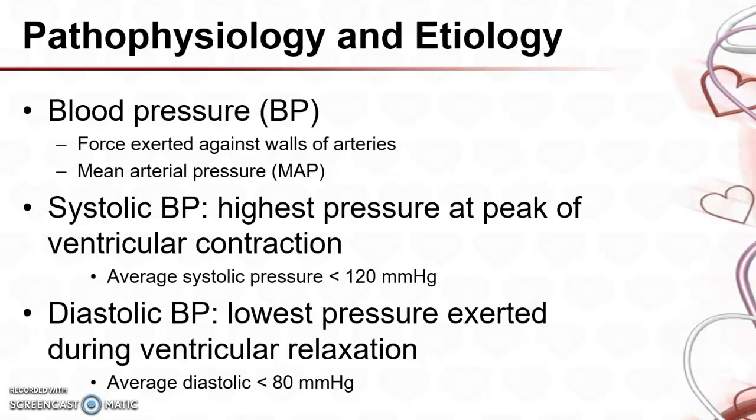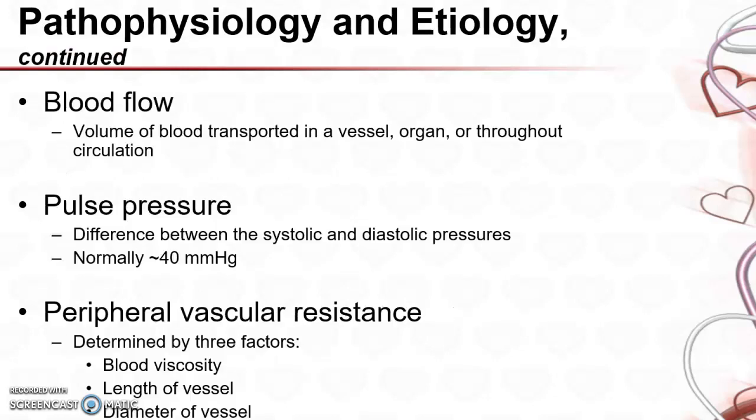Diastolic blood pressure, on the other hand, is the lowest pressure exerted during ventricular relaxation. Systolic blood pressure is higher because this is when the heart is working. It's contracting. It's got to work. Diastolic blood pressure is lower because it's relaxed. This is when preload is happening. Refill my ventricles. Let me take in all this blood. An average diastolic blood pressure should be less than 80.